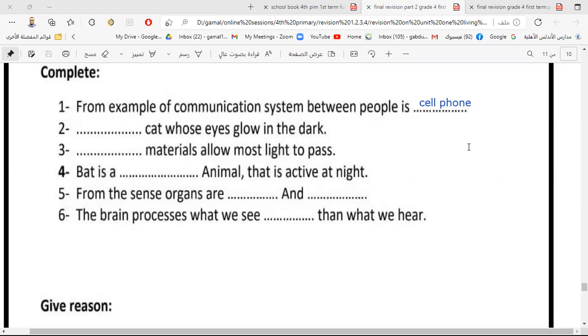Cell phone is a communication system. The meaning of communication system is that it includes many systems. Okay, my son? So if you have the answer in the model answer as speaking or writing or something like this, please correct it to cell phone, because here you are talking about communication system.